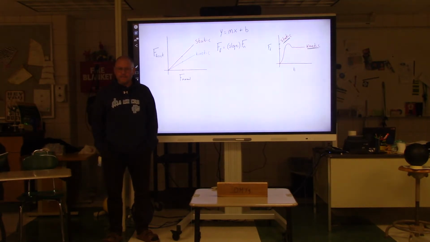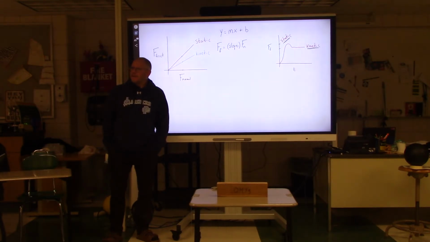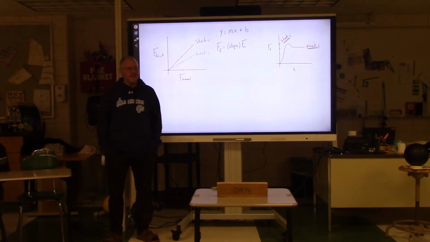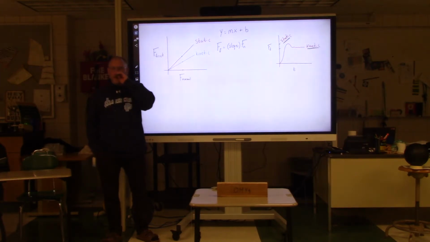Go ahead, Brendan. It's saying when normal force is 0, what is friction? If normal force is 0, that means there's no gravitational force, so the object doesn't weigh anything. So it's not possible to have friction if there's no object.